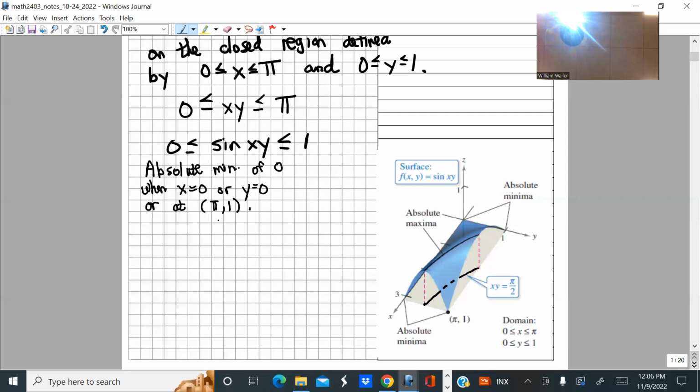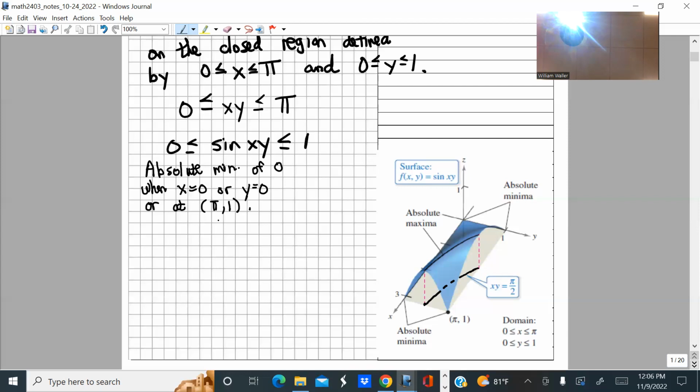Now, if you weren't looking at the picture, how else would you go about finding those minimums and maximums? You can use kind of the same logic. Say, well, if x is 0 or y is 0, sine of xy is then 0, or if x is pi and y is 1, sine of xy is also 0. But another thing you might do is take the derivative, right?